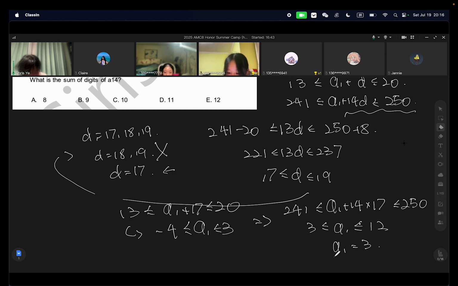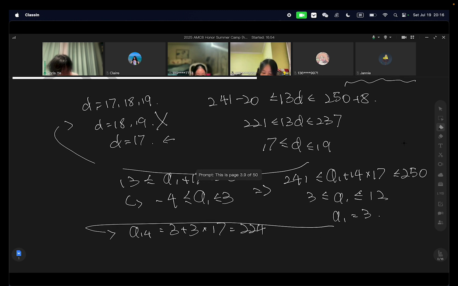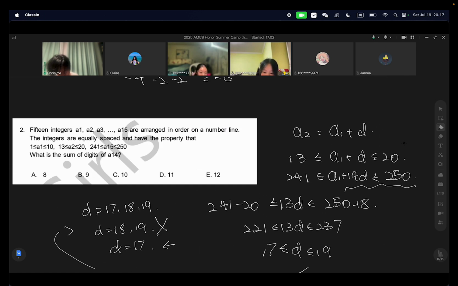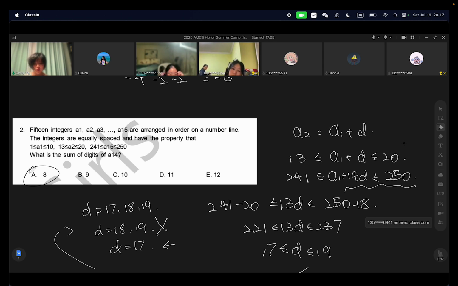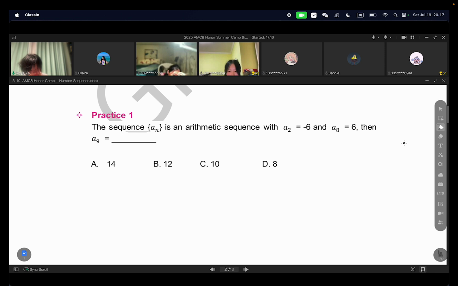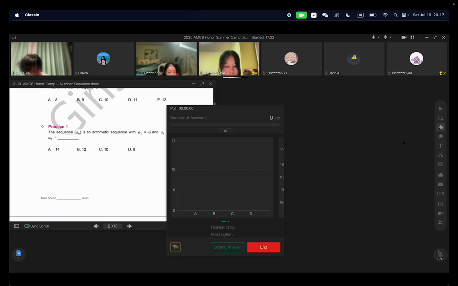And A14, just to verify, is going to be 3 plus 13 times 17 equals 224. And the sum of the digits is 2 plus 2 plus 4 equals 8. So going back to the problem, our answer is going to be 8. Any questions? If not, then let's move on to our practice problem. I'll give you guys some time to do this one first.